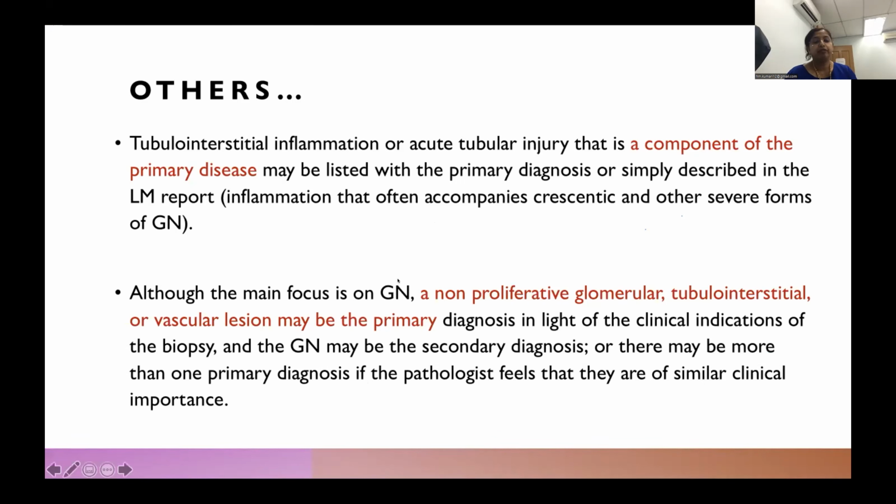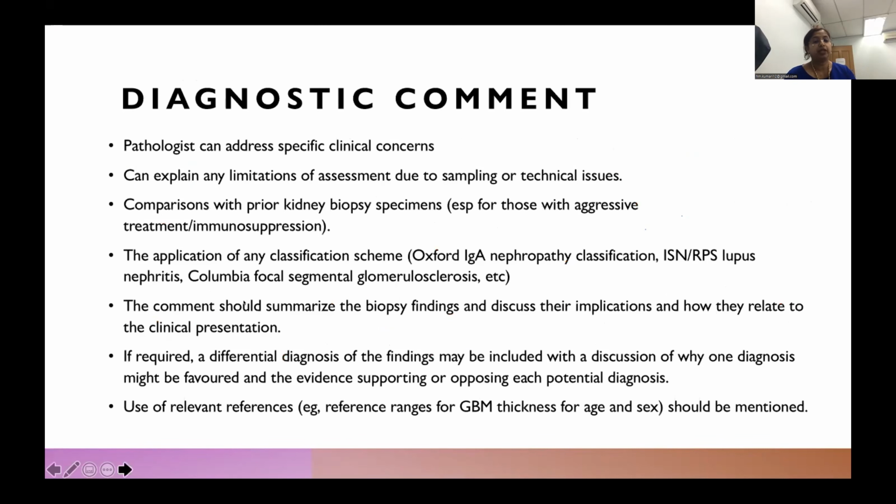And you may have, although it's a GN, the main diagnosis may not come from a GN. So you may want to highlight. So it could be like, the main diagnosis is contributed by the tubular interstitial compartment or a vascular region, for example. So you may want to put that in as well.